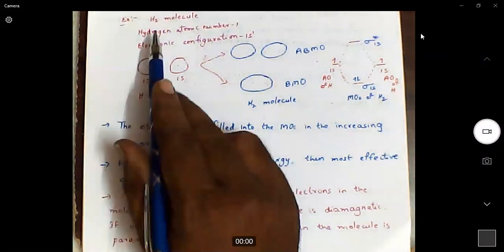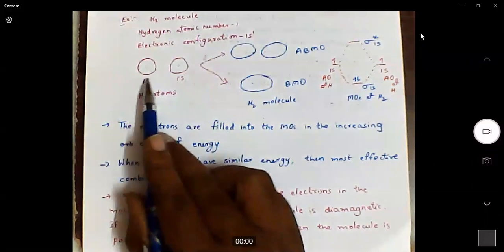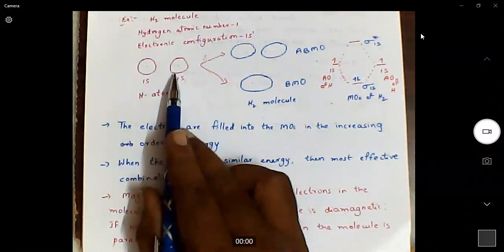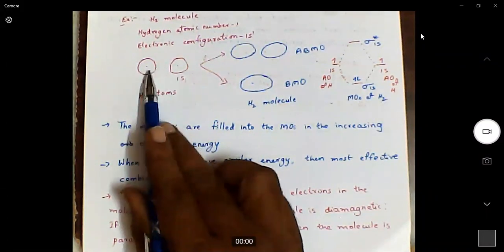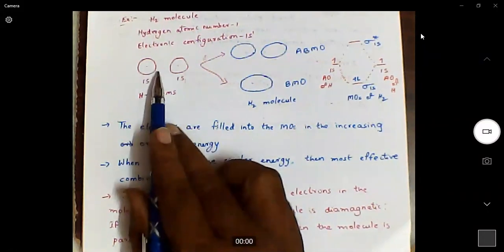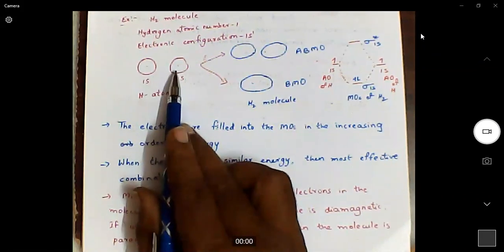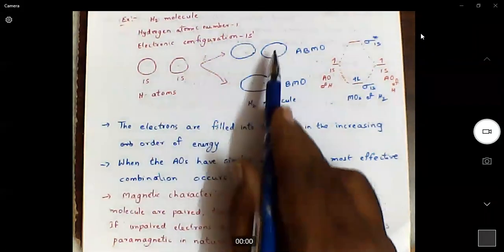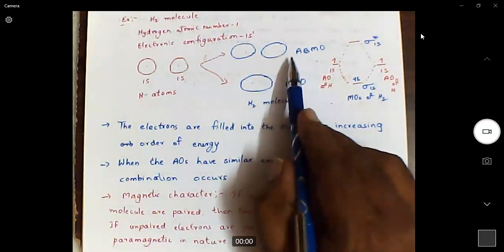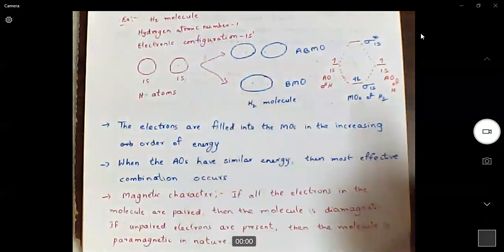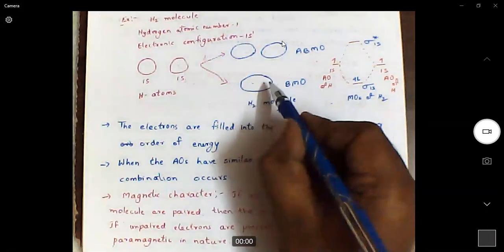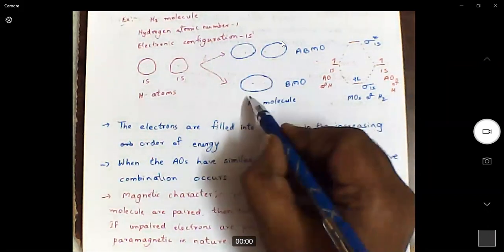Of course, if we want to have a hydrogen molecule, we must have two hydrogen atoms. When these two atoms approach each other, they will undergo orbital overlap. When they undergo overlapping, these two orbitals will approach each other in two different fashions. One is bonding, another one is anti-bonding. When these two orbitals approach each other with bonding interactions, they will give a resultant orbital like this.